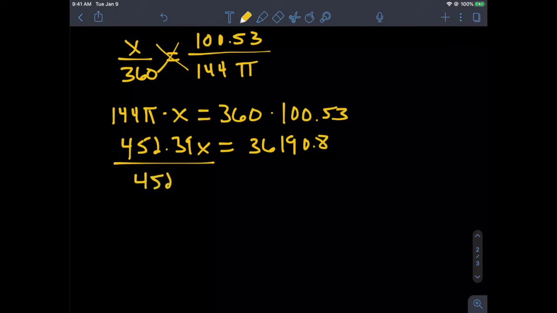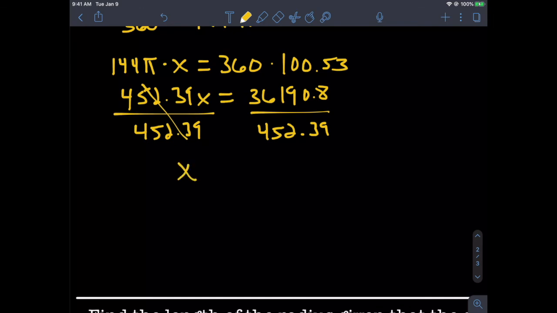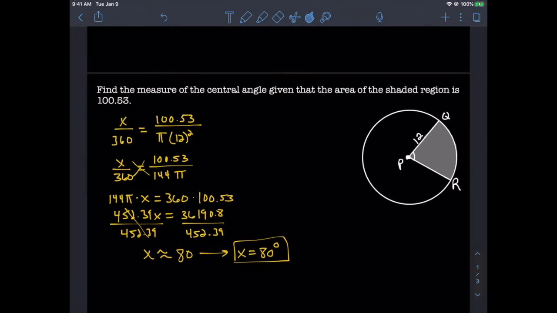We want to get x by itself. Let's go ahead and divide by the number in front of it, 452.39. These cross out over here, and that's going to give us a final answer of x is approximately 80. Now remember, x is an angle here. We've got to honor that, so let's make sure that we say it. x is equal to 80 degrees. All right, not too bad.